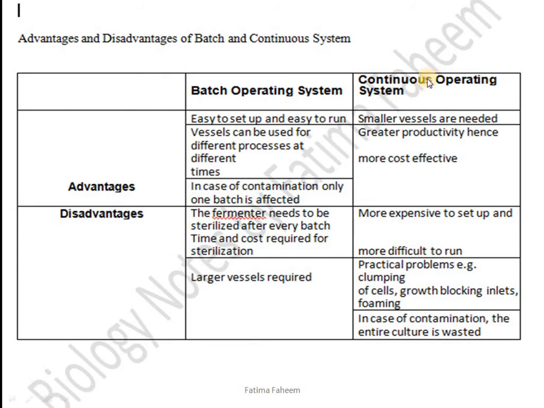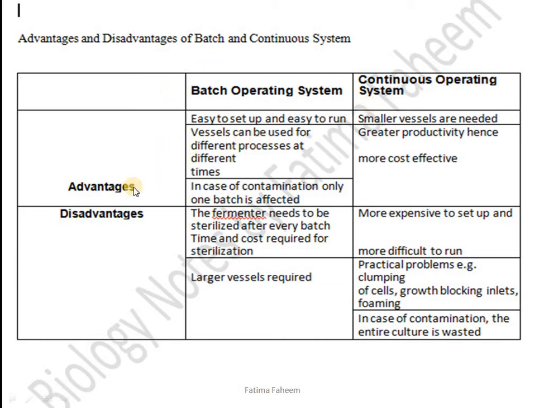On the other hand, in a continuous operating system, the fermenter is never emptied or sterilized. Instead, the nutrients and microorganisms are continuously topped up. They are being added from above into the fermenter, and your harvest or your product is continuously removed. The sterilization process doesn't happen here.